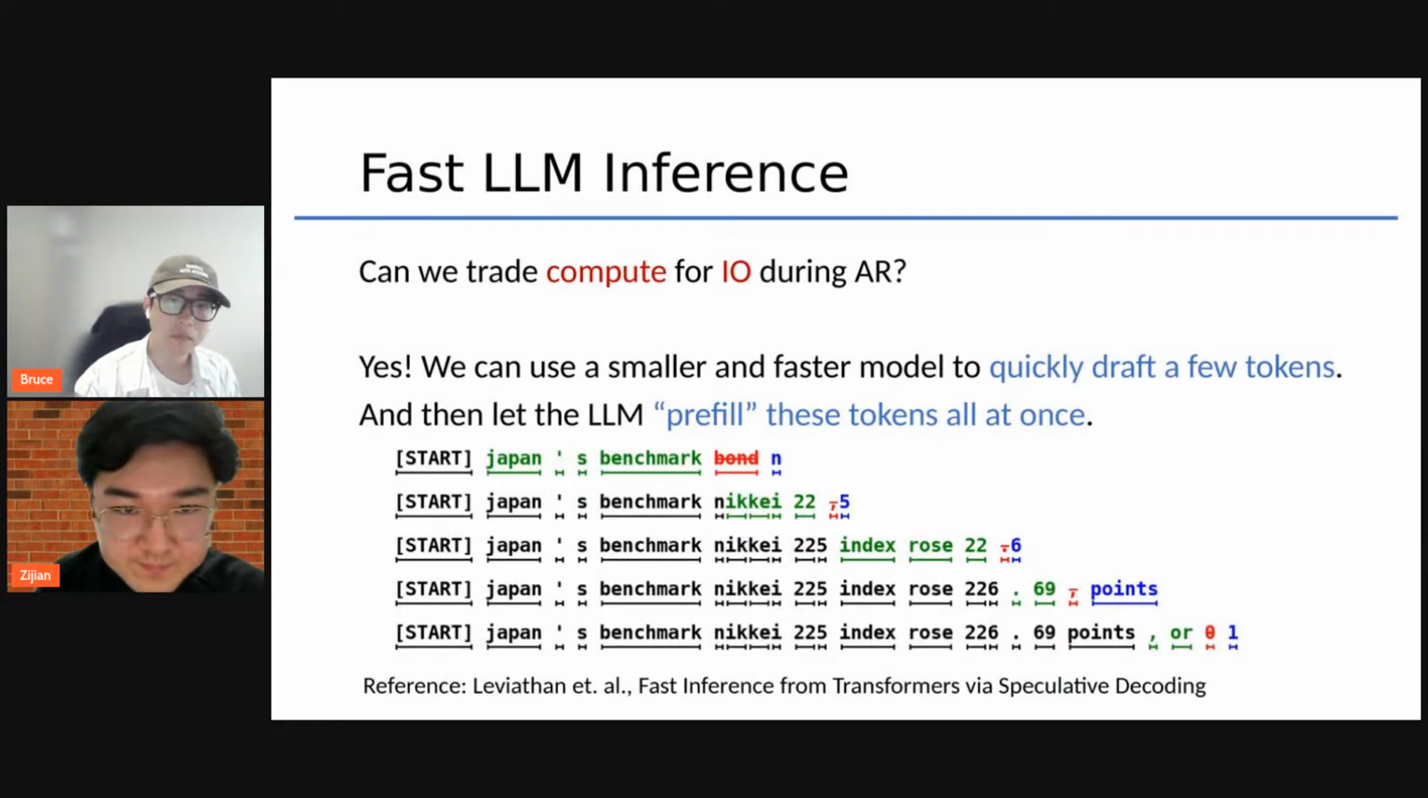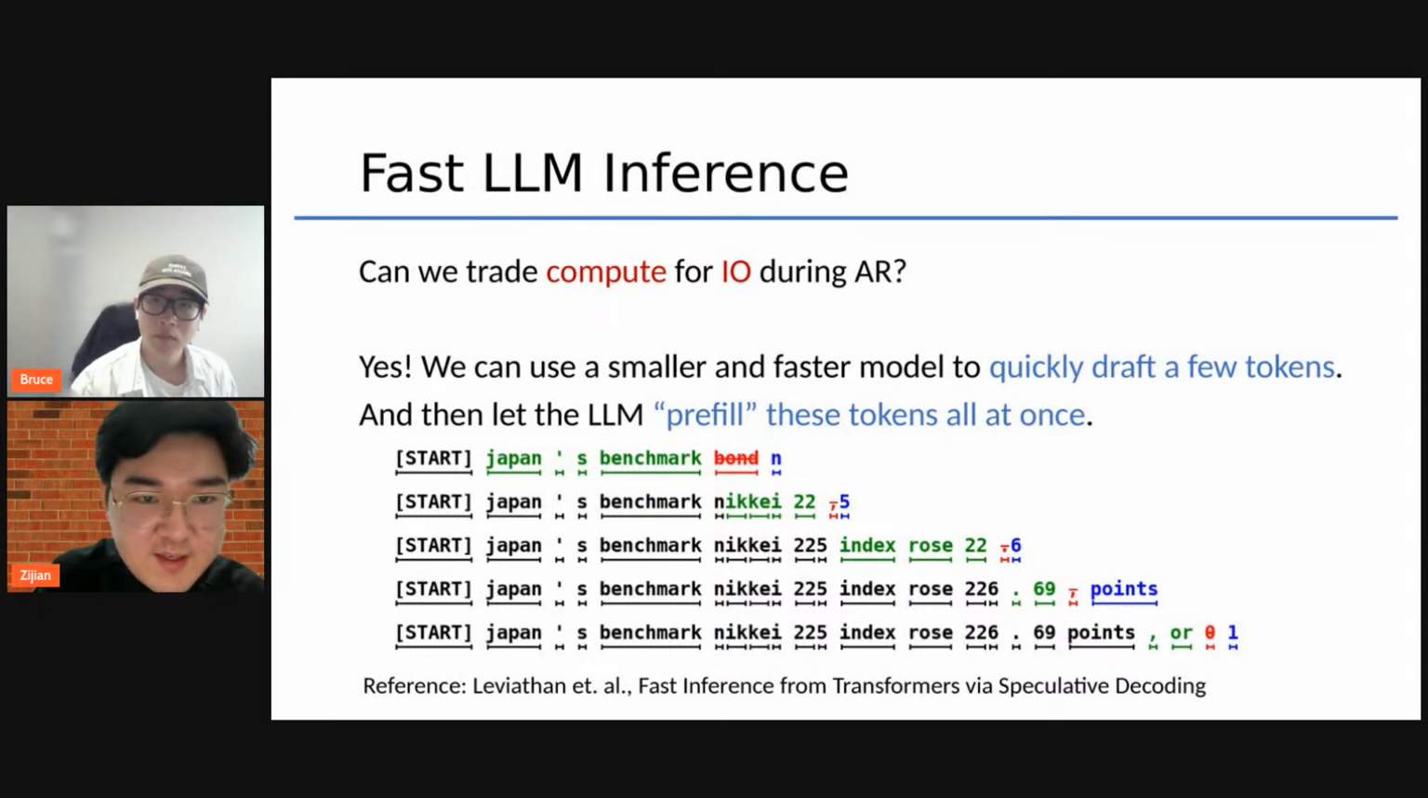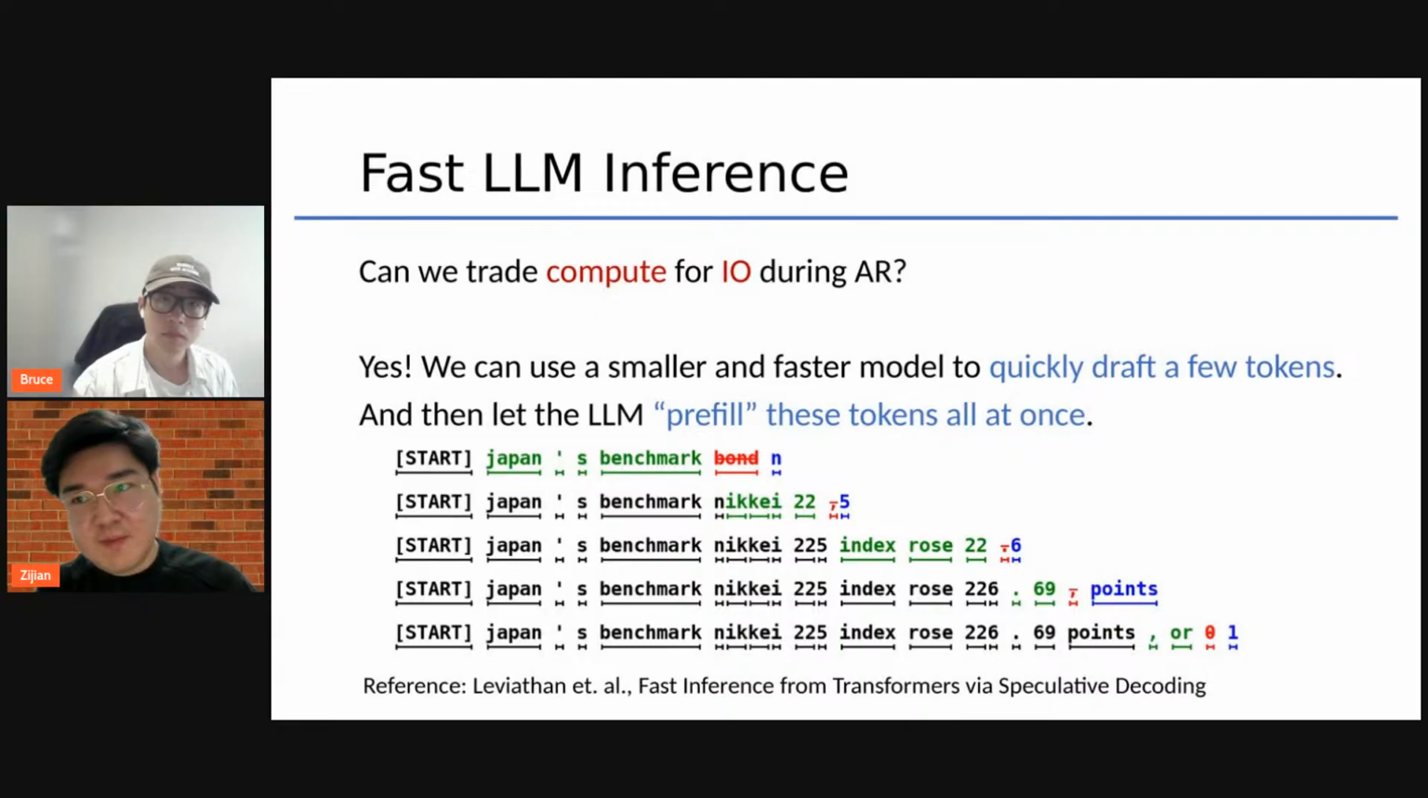Now, we've just talked about the decoding stage being primarily I/O bound. Now, we naturally ask, is there a way for us to trade compute for I/O during the decoding stage? That is, can we make computation heavier during the decoding stage but make it faster? The answer is yes, we can actually do this trade-off.